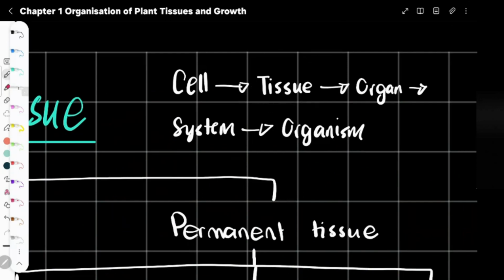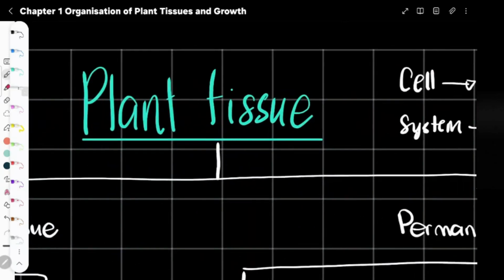So we are going to learn both the cell and also the tissue. We are not going to learn the organ yet. The organ will be for later. So for the first Form 5 syllabus, we will cover the plants part of it. The first thing that we cover is actually the plant tissue.